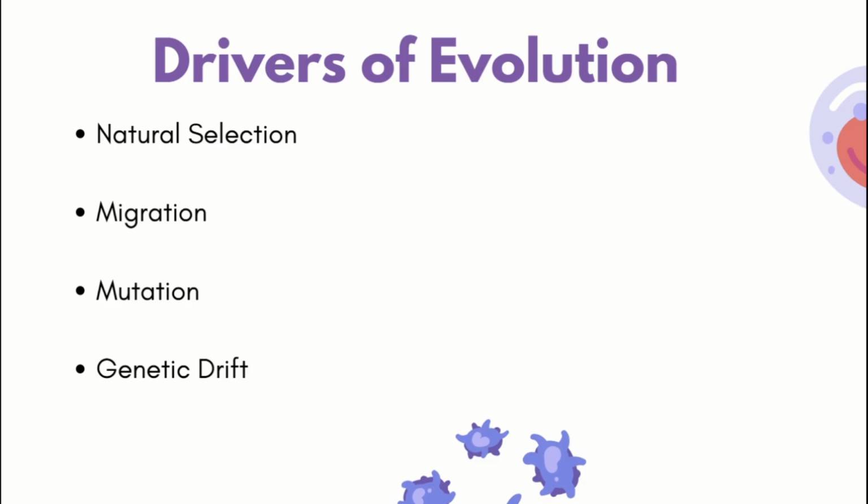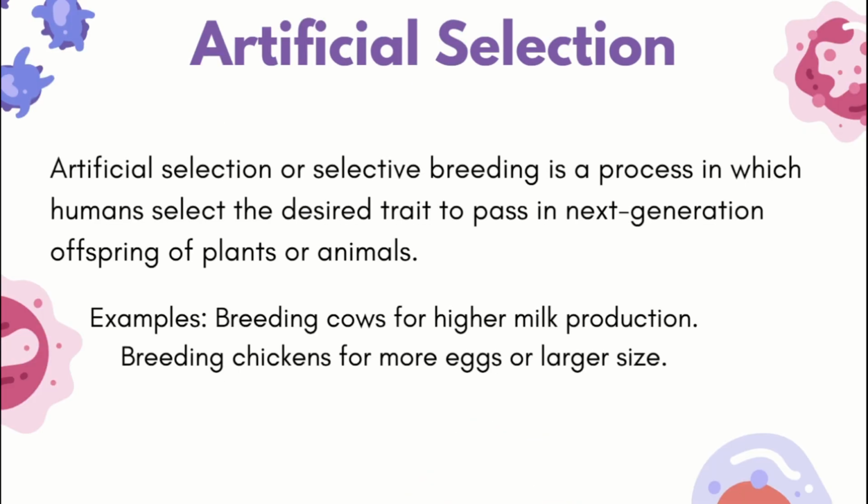Alright, so we talked about natural selection already. Migration is very simple. It's another driver of evolution. It's basically when a species or a population moves from one place to another. Then you have mutations, a change in the DNA sequence. You have genetic drift, which is completely random, and it causes changes in the allele frequency. So basically, these four are drivers of evolution. They can affect how the population will look later on down the line. And so, yeah. Then you have artificial selection.